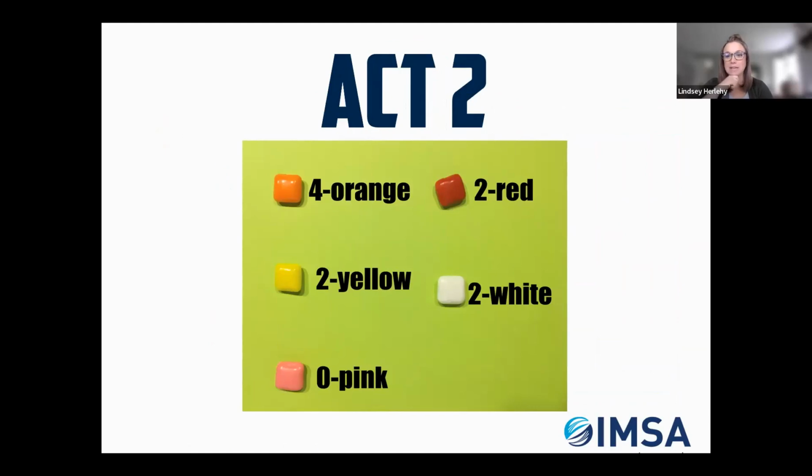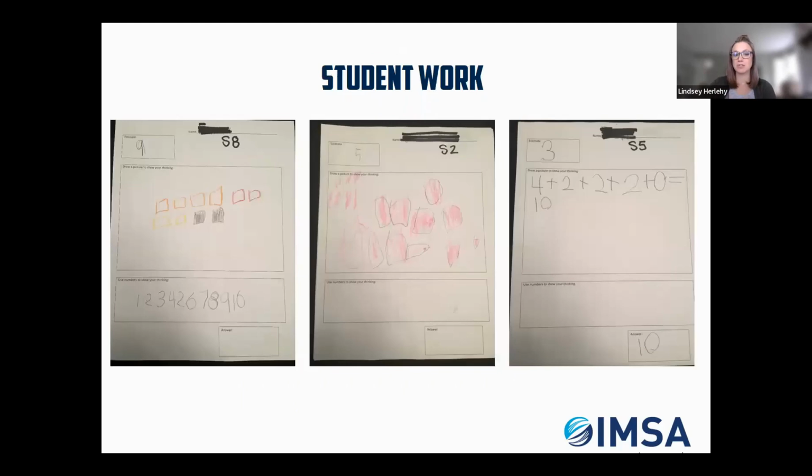They're again solving how many candies are in his hand. He had four orange, 2 yellow, 0 pinks, 2 reds, and 2 whites. They were given this illustration and asked, using this information, how many candies was he holding in his hand. This is what the student page looks like for a kindergartner, and it is very open. All they were asked to do is to draw out this problem, and they were given the freedom of determining how they wanted to do that.